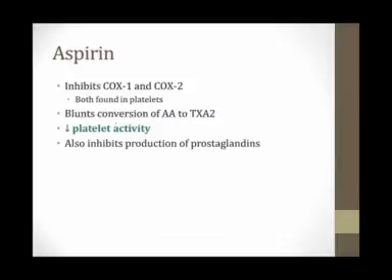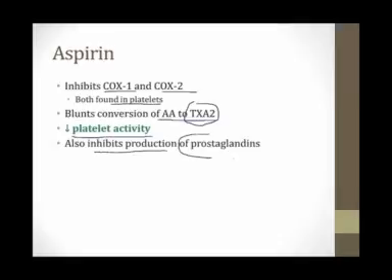There are two forms of cyclooxygenase found in the body. One's called COX-1, the other's called COX-2. They're both found in platelets, and aspirin inhibits both of these enzymes. By doing this, as I said on the last slide, it blunts the conversion of arachidonic acid to thromboxane A2 and decreases platelet activity. Now, you may know that aspirin is also a pain reliever, and this has to do with the fact that in addition to blocking formation of thromboxane, aspirin also inhibits the production of prostaglandins.